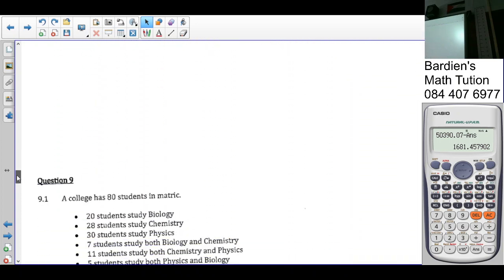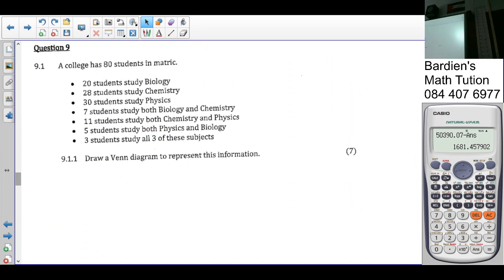Alright, let's try and get the paper done before the bowling. What time is it? How much time do we have left? 2 minutes. Right.